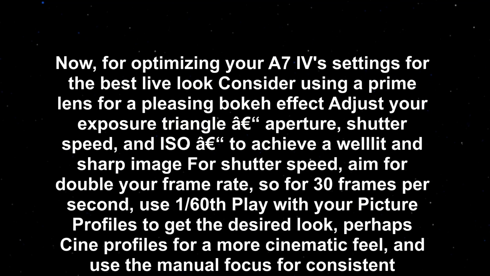Now, for optimizing your A7 IV settings for the best live look, consider using a prime lens for a pleasing bokeh effect. Adjust your exposure triangle, aperture, shutter speed, and ISO, to achieve a well-lit and sharp image. For shutter speed, aim for double your frame rate. So for 30 frames per second, use 1/60. Play with your picture profiles to get the desired look. Perhaps Sony's S-Cinetone profiles for a more cinematic feel, and use manual focus for consistent sharpness.